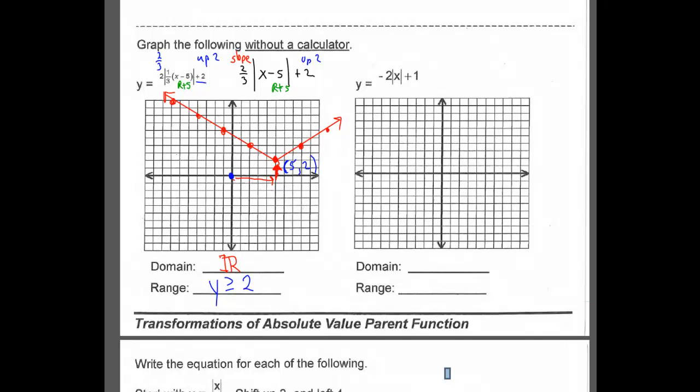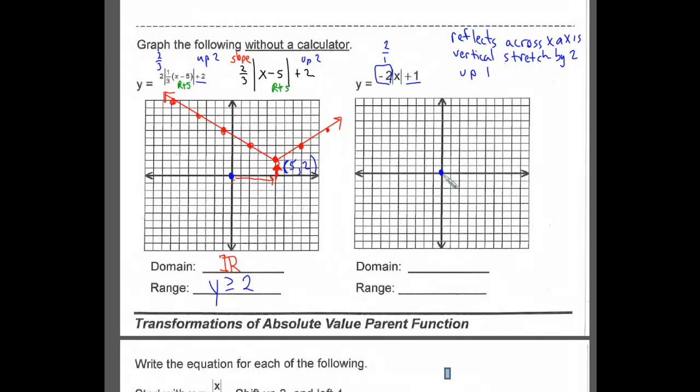Let's look at the second equation. The -2 is out front, so it's vertical movement. It reflects across the x-axis. It's a vertical stretch by 2. And the other vertical movement is up 1. Let's look at the horizontal movement. There is none. Let's draw a graph.